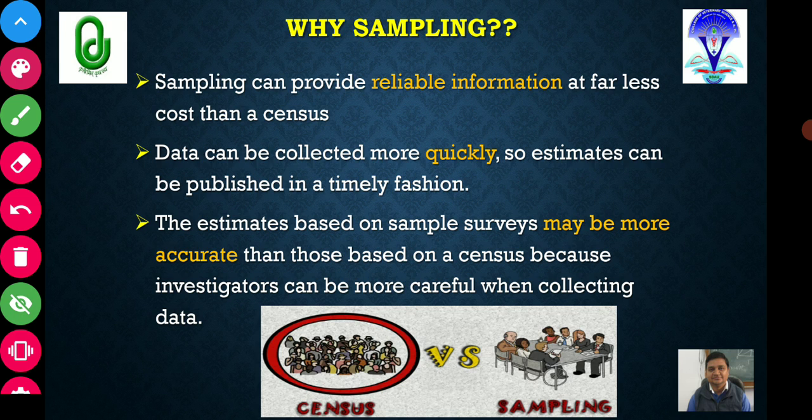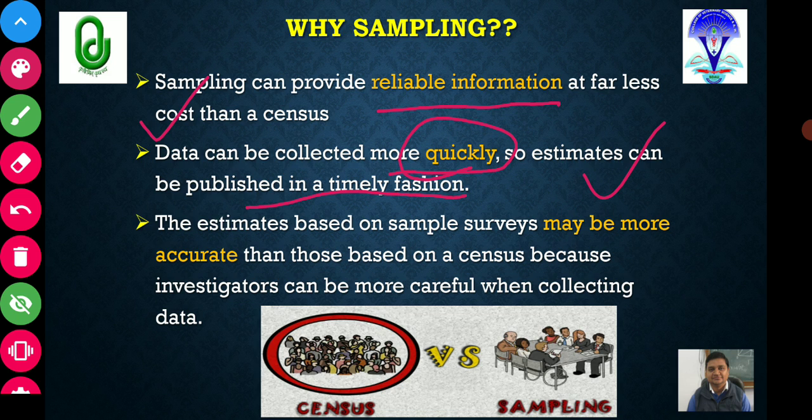Then sampling can provide reliable information at far less cost than a census. We know in census each and every individual has to be approached for getting information. So that is very costly affair. If your population size is very large, then reaching to each and every individual for getting information will be very costly. So with the help of sample survey we will be reducing that cost and also the time. So data can be collected more quickly. So on sample we are collecting data more quickly, so estimate can be published in timely fashion.